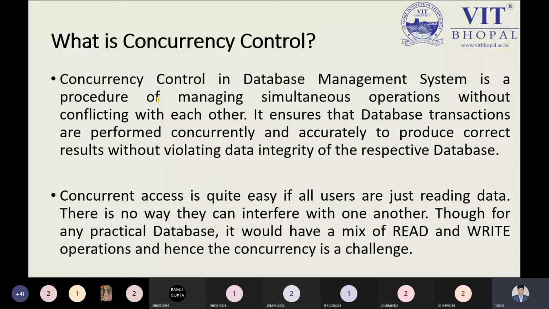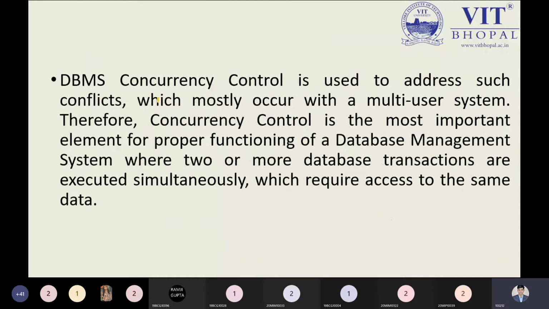But in a practical database, there would be a mix of read and write operations. As we have seen, what are the read and write operations? I'm not discussing that here. But to manage all the details, it is a challenging task to handle all these things. Let me clarify all these terms with the help of the next slide. Database management system concurrency control is used to address such conflicts, which mostly occur in a multi-user system.